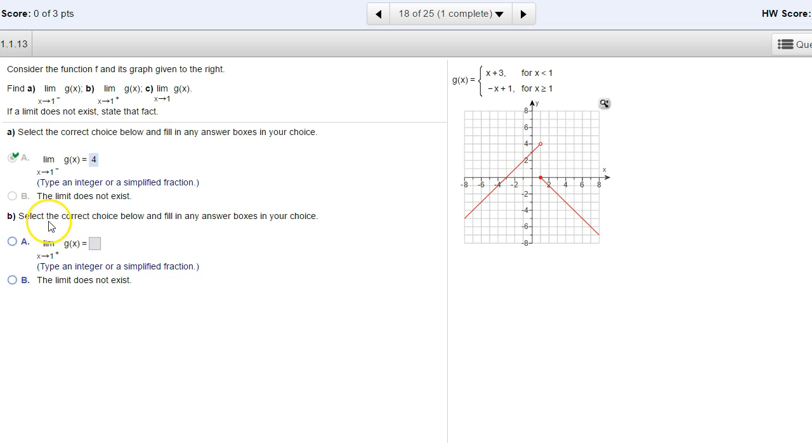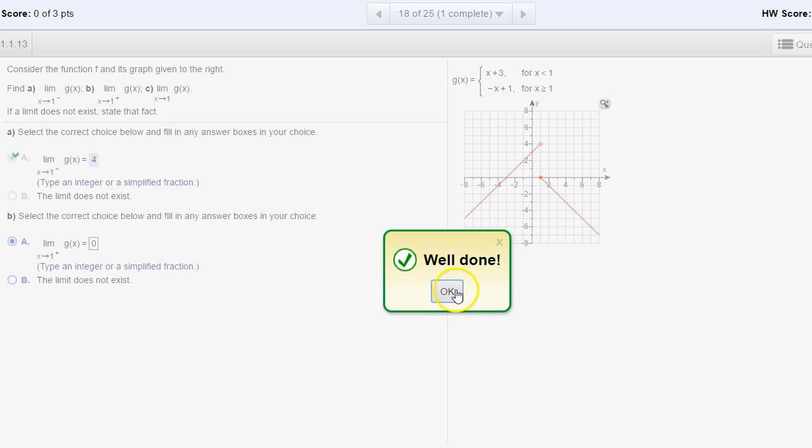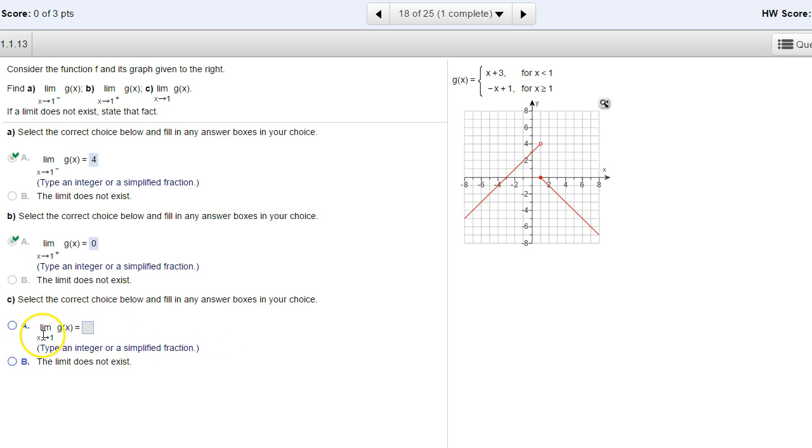Good job. And it's now asking for the limit as x approaches 1 from the right. Here we might start at a point over here and move towards x equals 1 from the right. The function is approaching 0 as we do that. So the limit is 0. You might guess that the next question is going to ask us what the limit is as x approaches 1 without a direction sign.